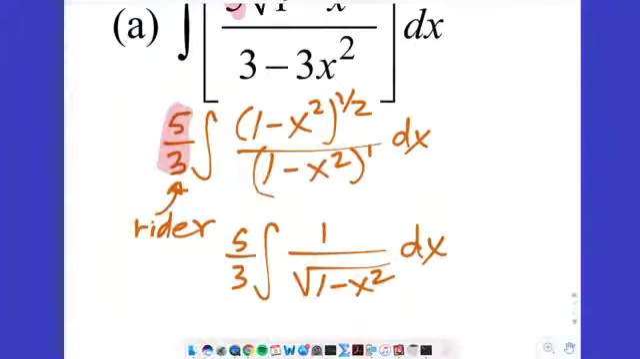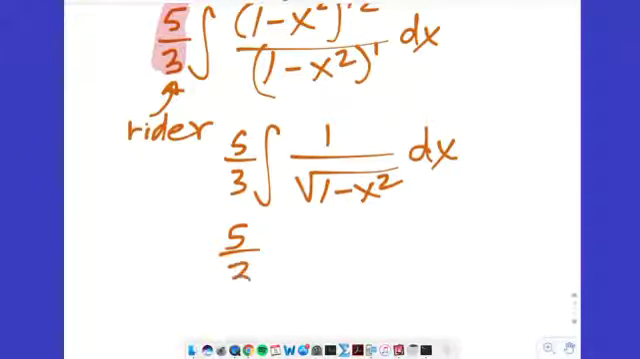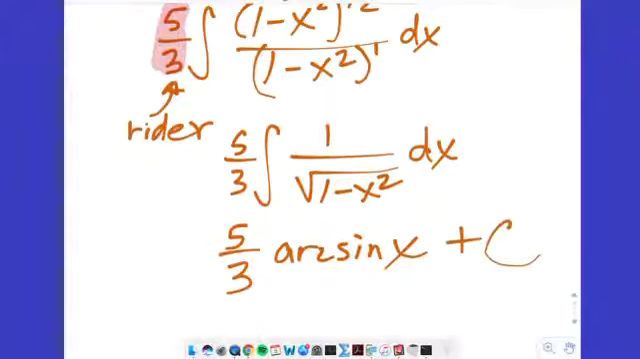And now that I've written it to look like that by combining exponents, it's like, hello, derivative of Mr. what? Arc sine. Yeah. So now I recognize it. So 5/3 goes along for the ride, and the antiderivative of this is then arc or inverse sine of x, and then plus c because we are a champion. Manipulate it until it looks like something you recognize.